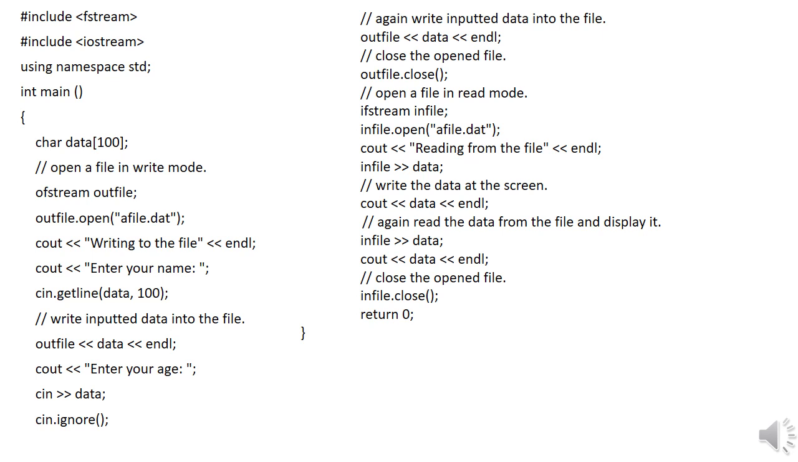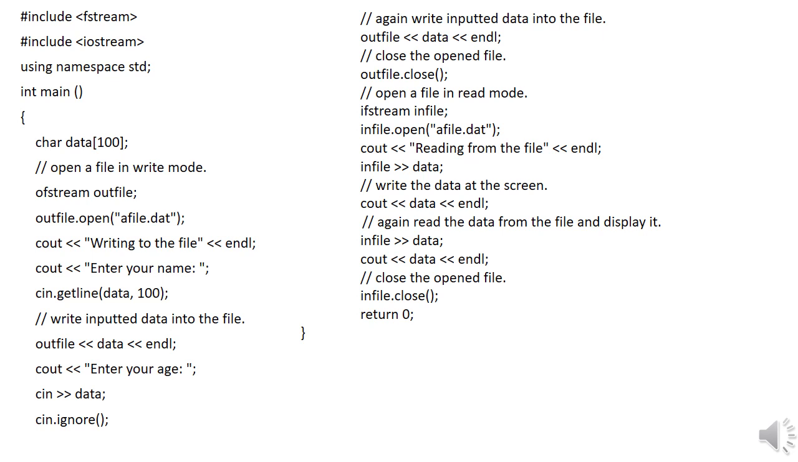Then first we are going to perform write operation into a file. For that, I have to open that file for write operation. The syntax is first you have to create an object of class ofstream. By using that object, we are going to open a file for writing. The syntax is ofstream outfile. Outfile is the object name. So the object name is outfile, which is created.